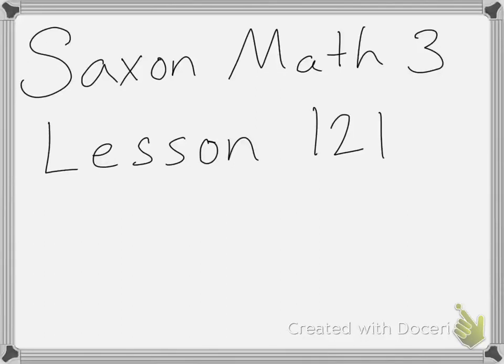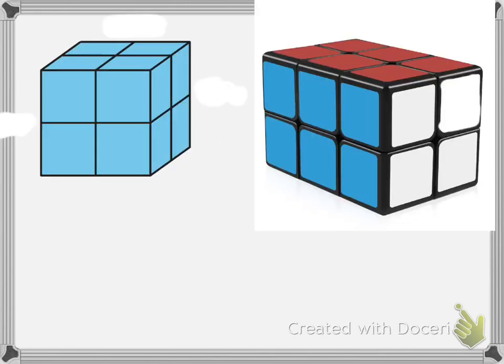Today's lesson is lesson 121, finding the volume of a rectangular prism. So we've worked with cubes before, and if I want to find the volume of a rectangular prism, I'd figure out how many cubes there are inside of it. And to do that, I figure out how many rows there are with how many cubes there are in each row. Okay, it looks kind of like an array.